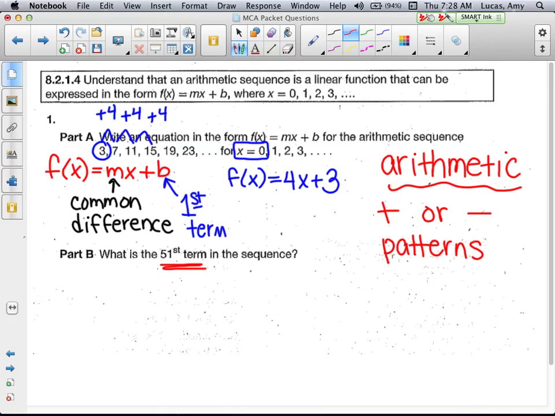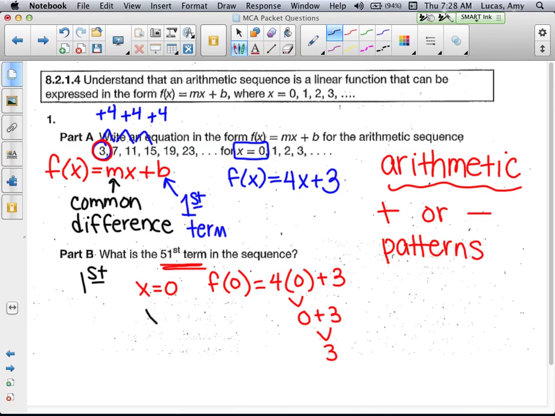Now, what is the 51st term? The 51st term. Well, when x equals 0, look at what happens. F of 0 equals 0 plus 3, which is 3. So when x equals 0, I get the first term in my sequence. So think about this. X equals 0, I get my first term. So then if x equals 1, I will get my second term. If x equals 2, I get my third term.